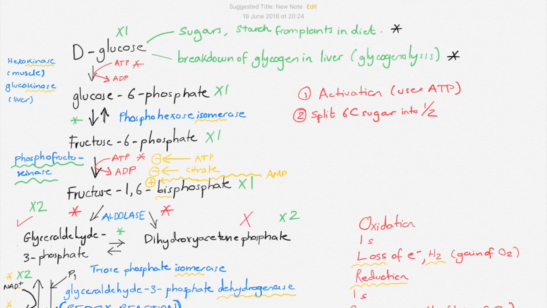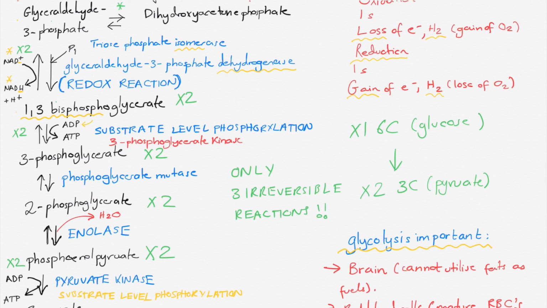Meaning, if we want to go from pyruvate back into glucose, we have to overcome those 3 irreversible reactions, i.e. use different enzymes, but use the same enzymes to go in the other direction for the reversible ones. So yeah, guys, I hope you enjoyed this video.